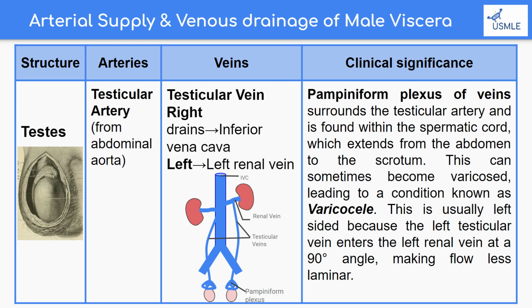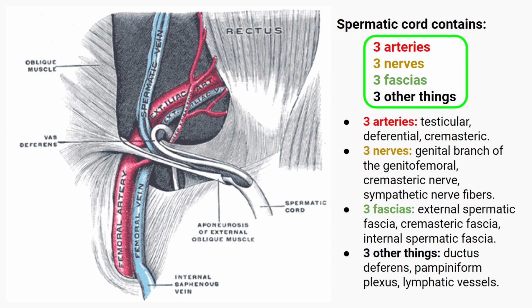The testicular artery arises from the abdominal aorta. The testicular vein drains into the inferior vena cava on the right and into the left renal vein on the left. We will briefly go over the spermatic cord contents as they are clinically relevant.